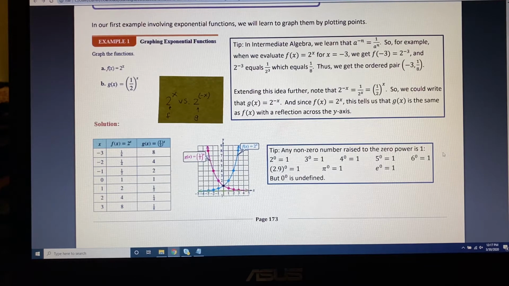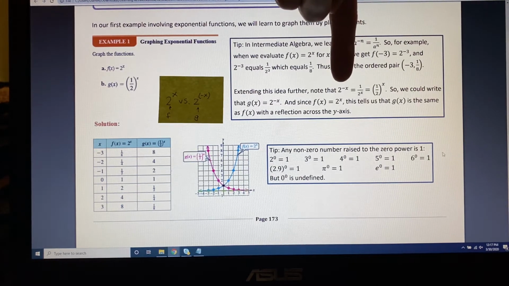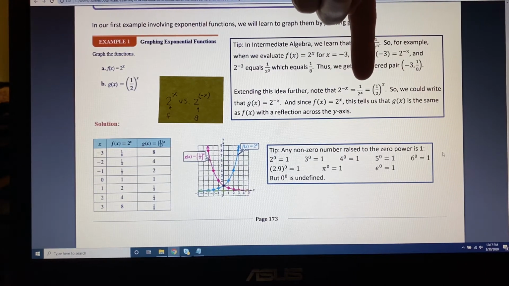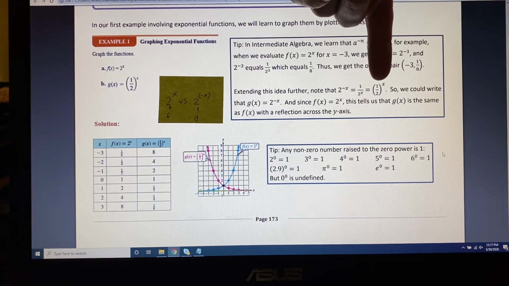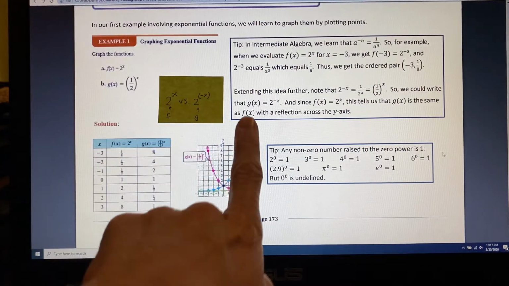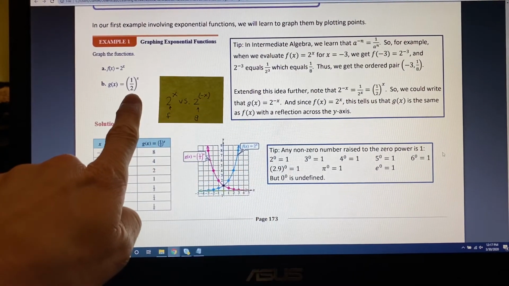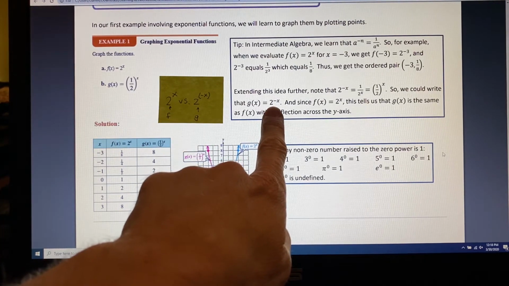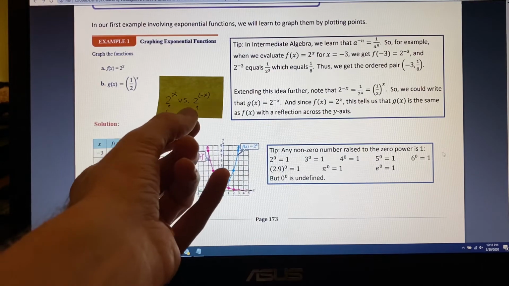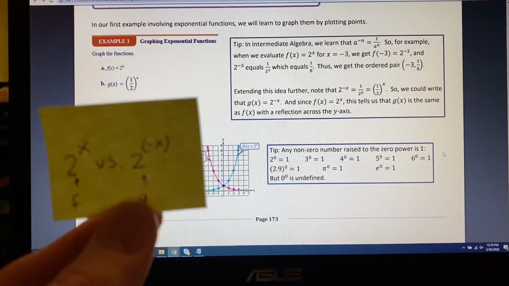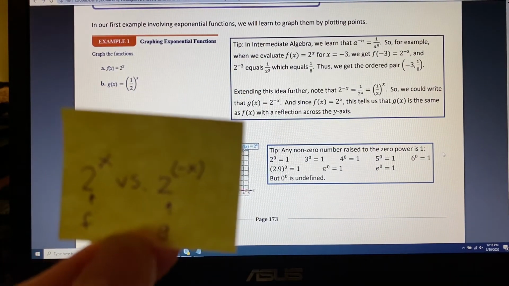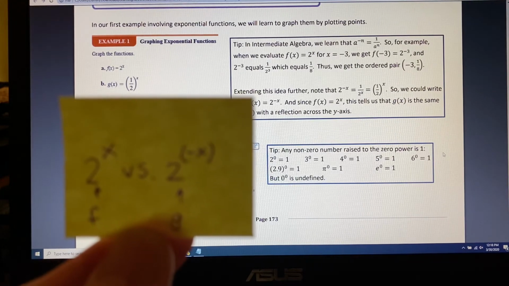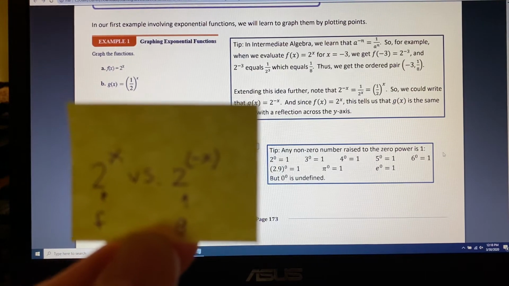Now, let's extend this idea further. Note that 2 to the negative x could be written as 1 over 2 to the x, which is the same thing as half raised to the x power. So we could write that g of x, half to the x, is the same thing as 2 to the negative x. So let's make our comparison here. We've identified that f is 2 to the x power, and g is 2 to the negative x power. How are those different from one another?